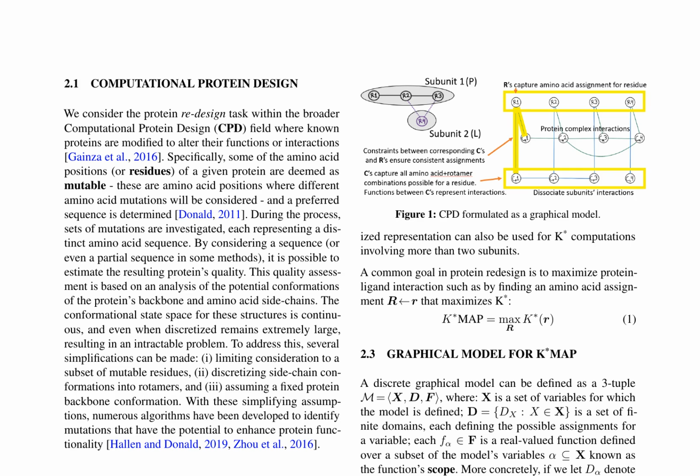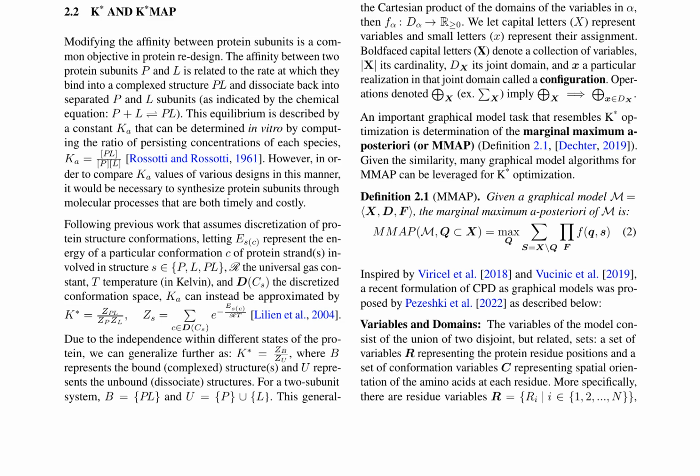Simplifications are made, such as limiting mutable residues, discretizing sidechain conformations, and assuming a fixed protein backbone. This leads to algorithms identifying mutations enhancing protein functionality. The affinity between protein subunits is related to the binding and dissociation rates, described by the equilibrium constant K. To compare K values, protein subunits are synthesized through molecular processes.